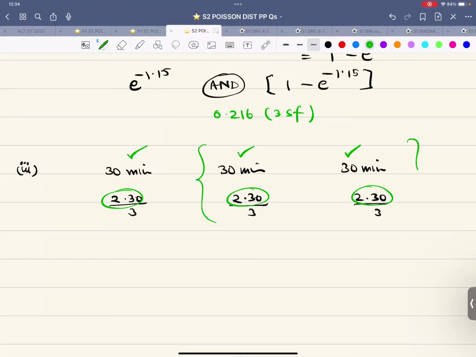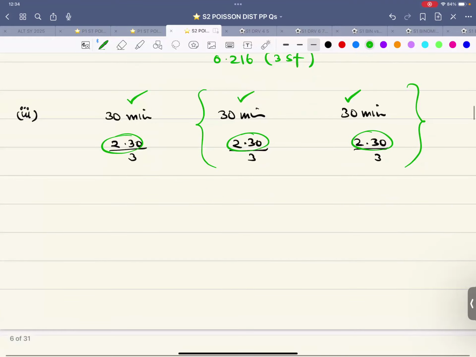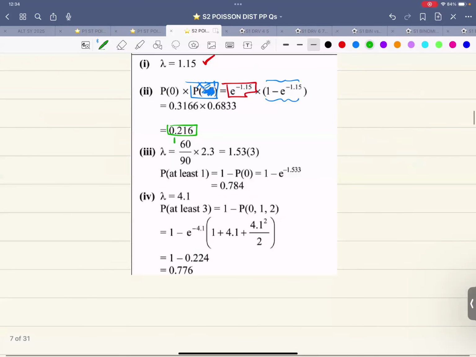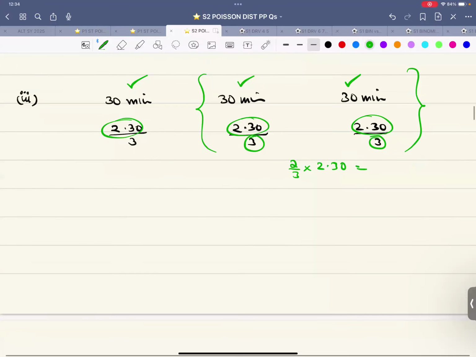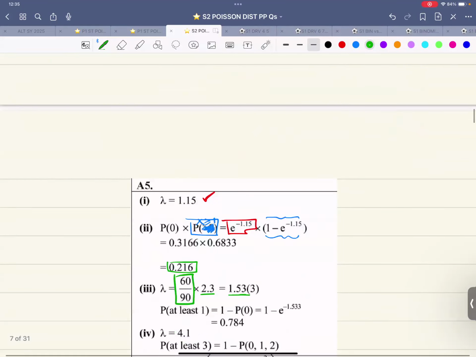Now, for the last 60 minutes. So this is 2/3 of 2.30. This is 1/3, this is 1/3. That's 2/3. 2/3 of 2.30, that is 60 over 90, is 2/3 of 2.3. That is 1.533. That is the lambda that was to be used in part 3.